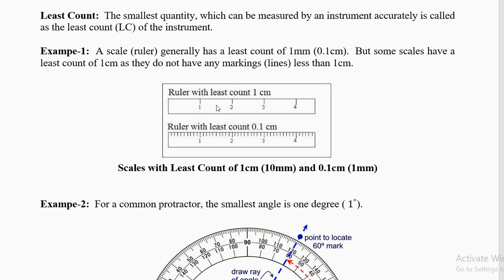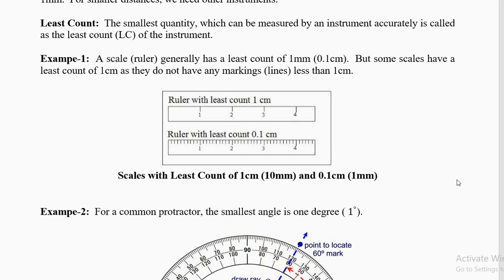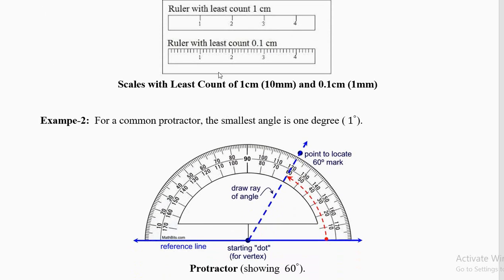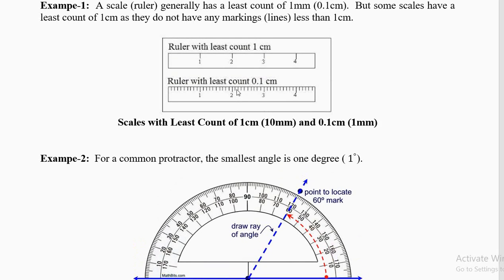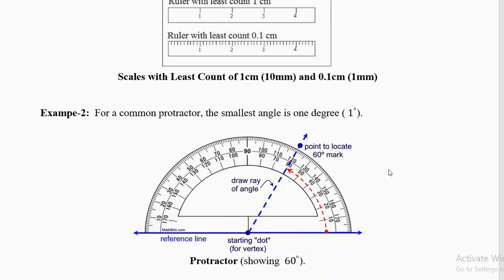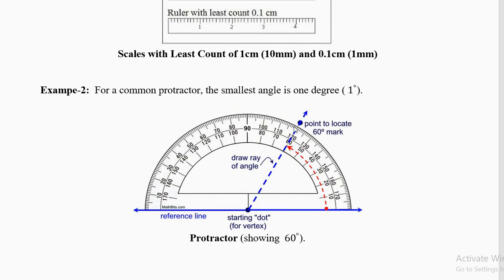In the first scale, the least count is 1 centimeter. In the second scale, it is 1 centimeter divided by 10, which is 0.1 centimeter, equal to 1 millimeter. Some scales also have 20 lines, then you'll have 1 centimeter divided by 20. But it's difficult to draw more than 20 lines, so we have to do something different. We'll discuss it shortly. Now, look at the protractor.